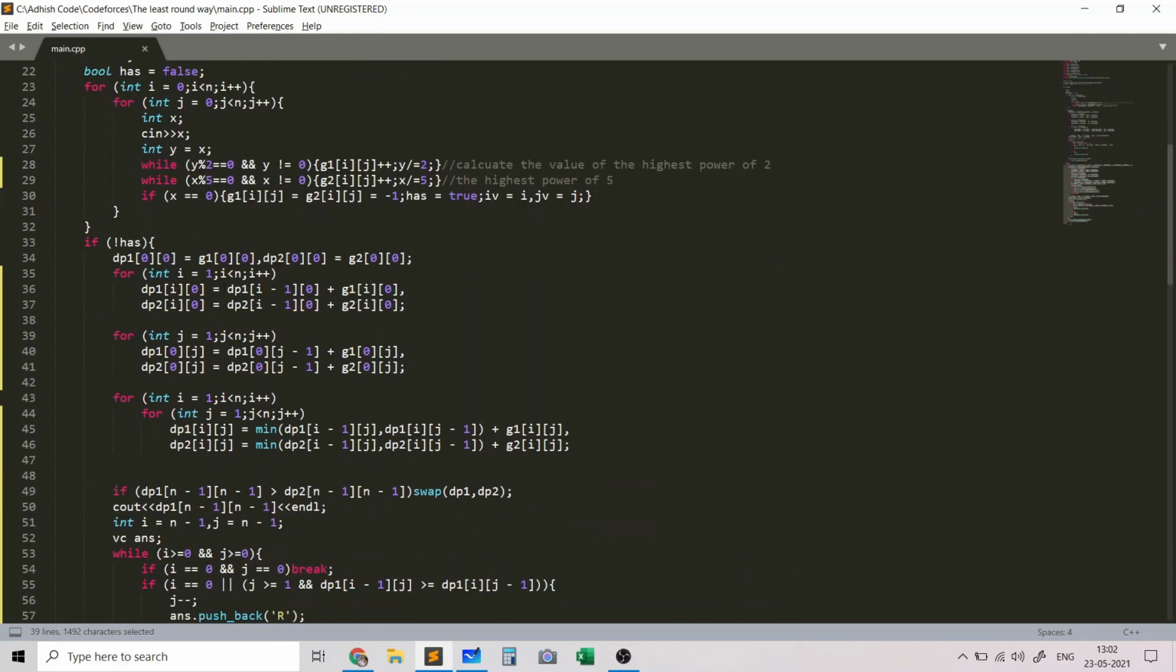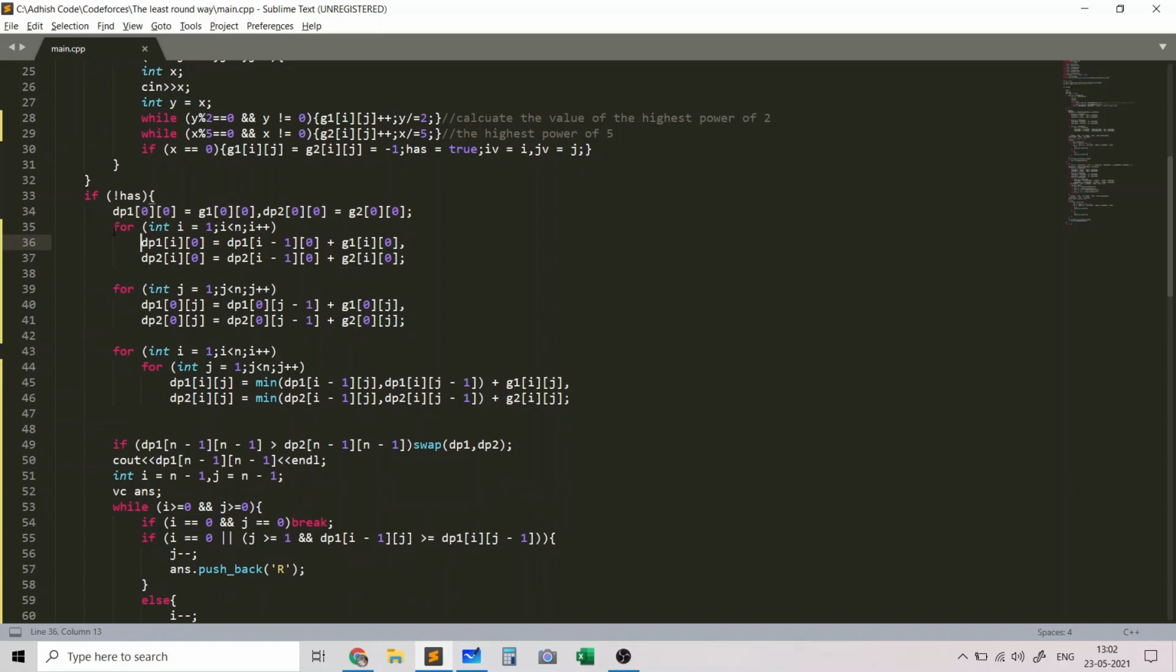If the grid does not have a 0, then our initial base case is dp1 of 0 0 and dp2 of 0 0 is the starting cell itself. So this is the first part of our base case. Then the second part is computing the value for which the column is 0, and the third part is computing the value for which the row is 0. In both cases there is no real option, because we only have to come from i-1 comma 0, and in this case we only have to come from 0 comma j-1. So this is pretty easy and obvious.